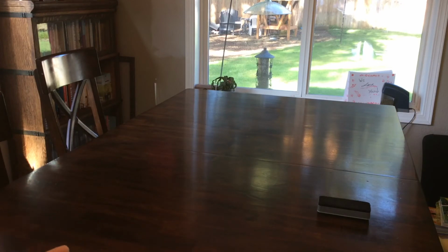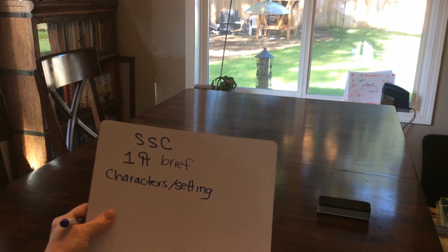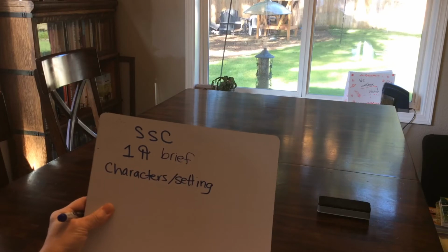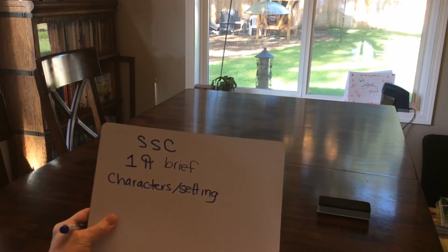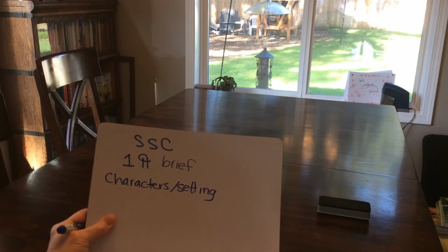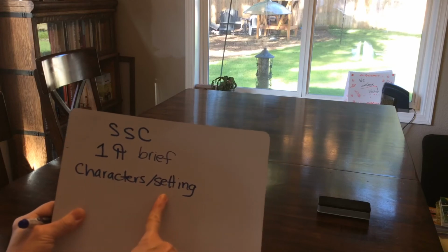So first, we have the characters and the setting. Make sure you can identify the characters and the setting in this paragraph. Let's brainstorm. We've got the Israelites, the Philistines, David, Goliath. There's a valley. They're in the mountains. There's a battle. Make sure you have the main characters and the setting.